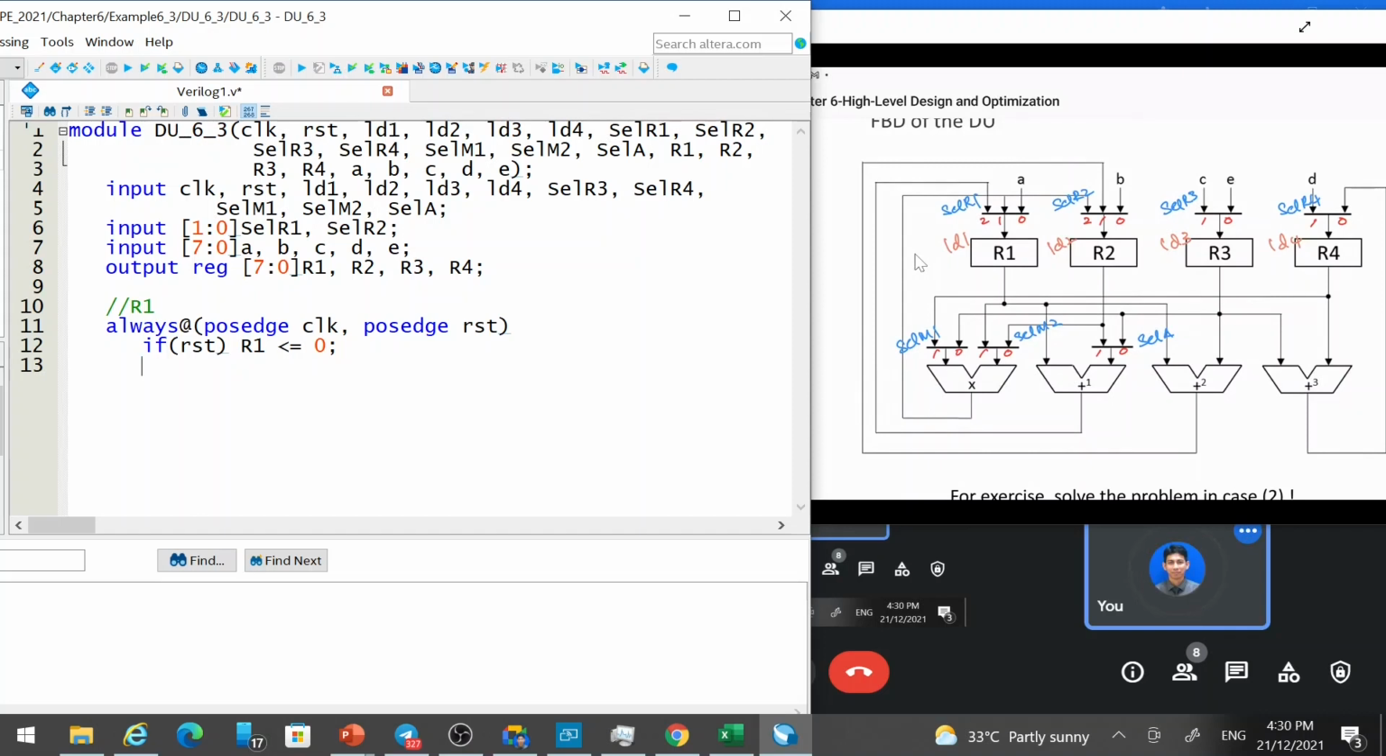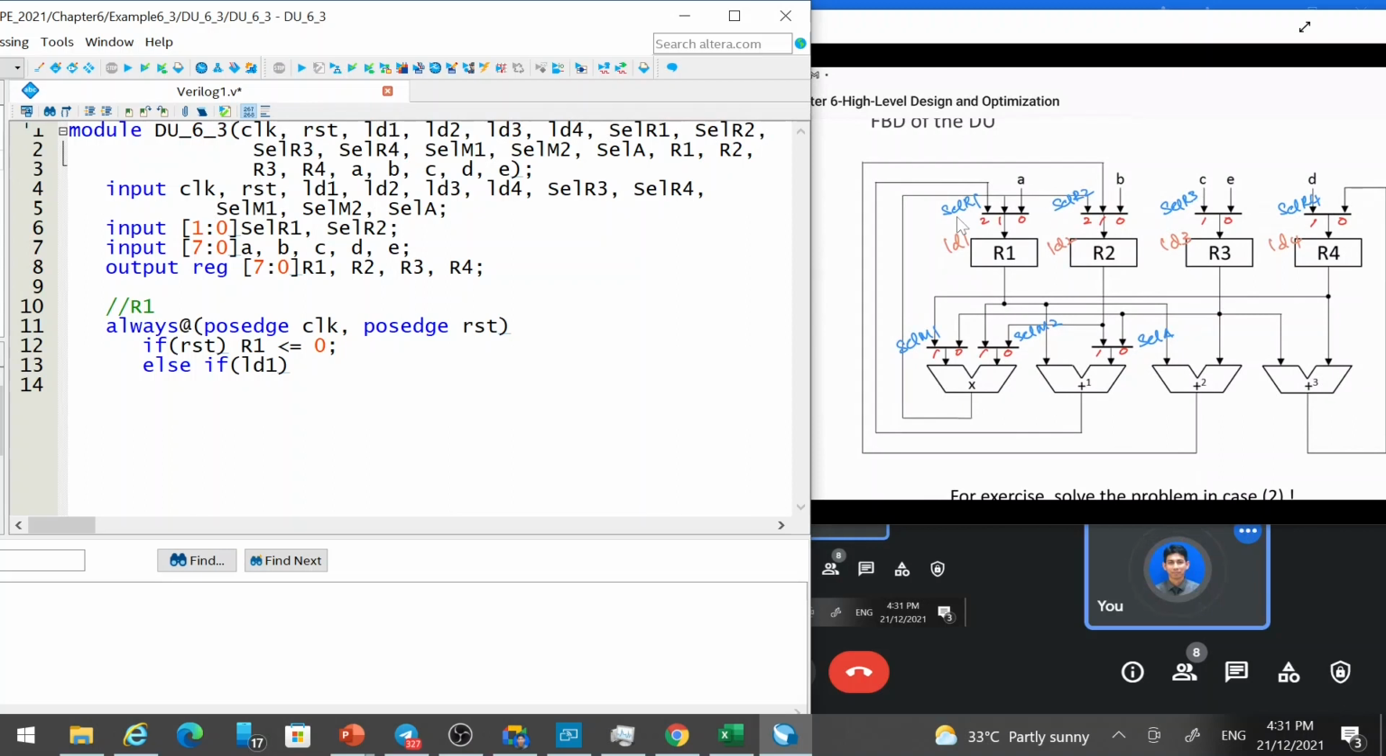But if not reset, we will look at another signal, which is LD1. Look at LD1 here. And again, else, this should be else. If LD1 equal to 1, what we need to look at is this, SEL. So it will depend again on SEL-R1. Because SEL-R1, you have 4 possibilities, right?